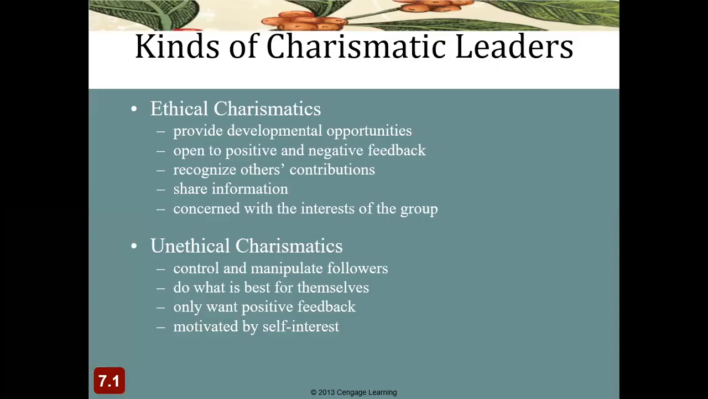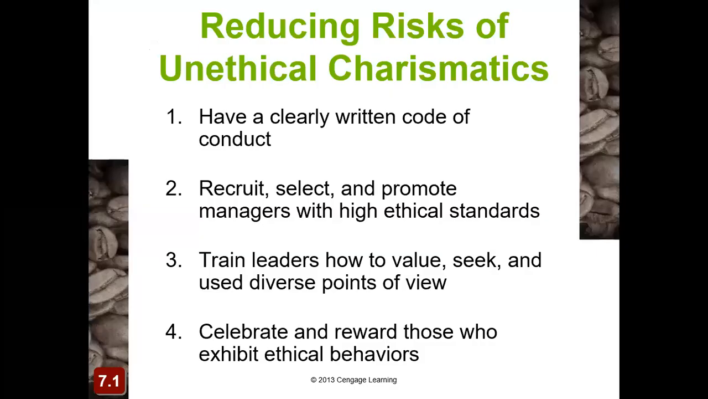There are different kinds of charismatic leaders. They're saying there are two types: ethical charismatic leaders and unethical. What they found is that unethical leaders sometimes control and manipulate followers, do what is best for themselves, only want positive feedback, and are motivated by self-interest, while the ethical ones provide development opportunities, are open to positive and negative feedback, recognize others' contributions, share information, and are concerned with the interests of the group.